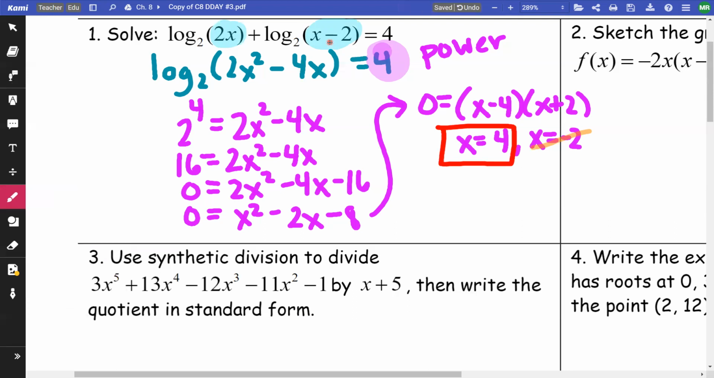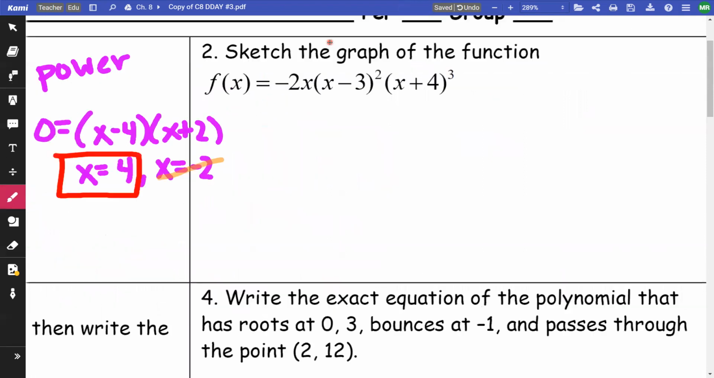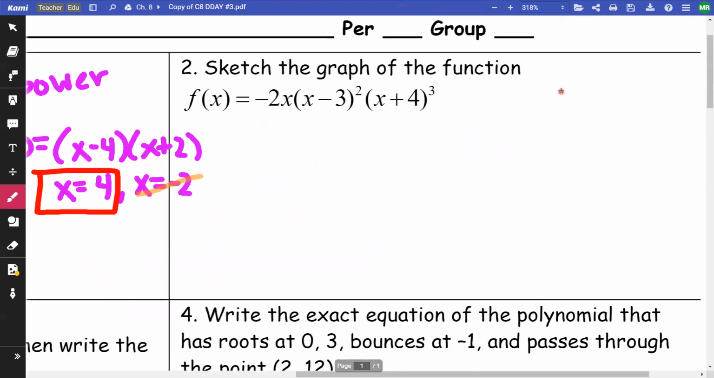On number 2, sketch a graph of this function. So first off, I'm going to look and see, this is a power of 1. This is 2, so that's going to be 3. 3, so it's going to be 6. This is going to be a negative degree 6.